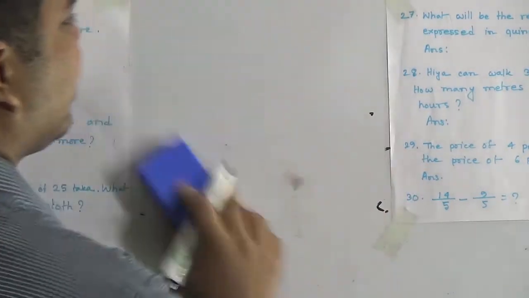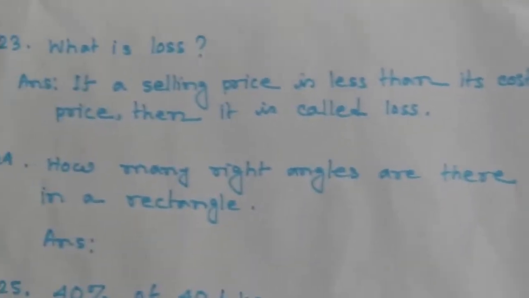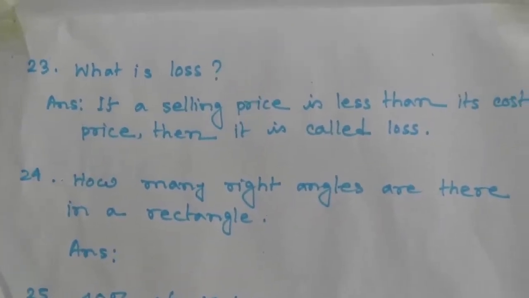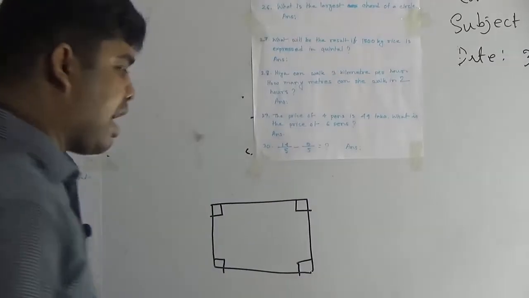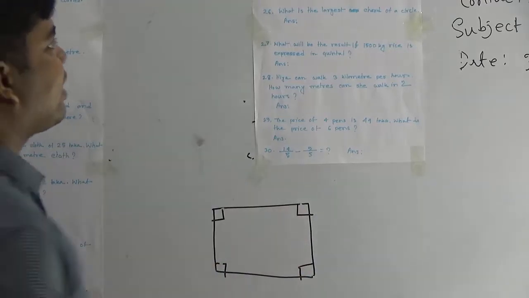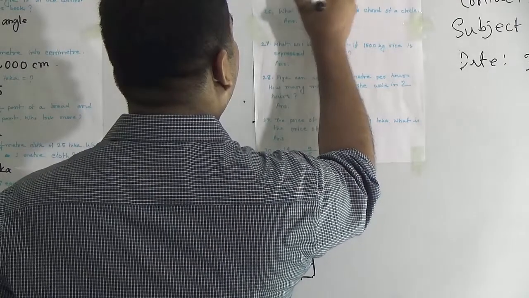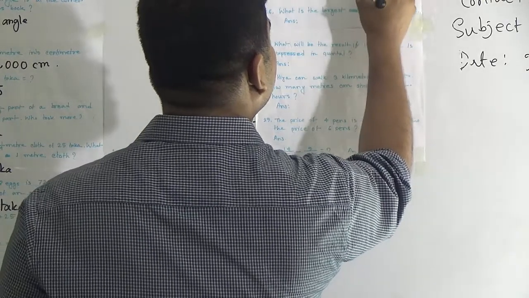24 number question. Notice, how many right angles are there in a rectangle? This is a rectangle. And how many right angles? 1, 2, 3, 4. And we know from the definition, every angle is a right angle. So it has 4 right angles. So here write 4 right angles.